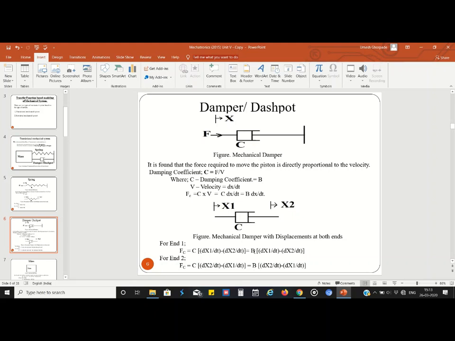There is a change in the notation only. Similarly for end 2, Fc is equal to c. So for end 2, the velocity at displacement 2, we consider dx2/dt minus dx1/dt, and it is equal to b, the notation change, so dx2/dt minus dx1/dt.